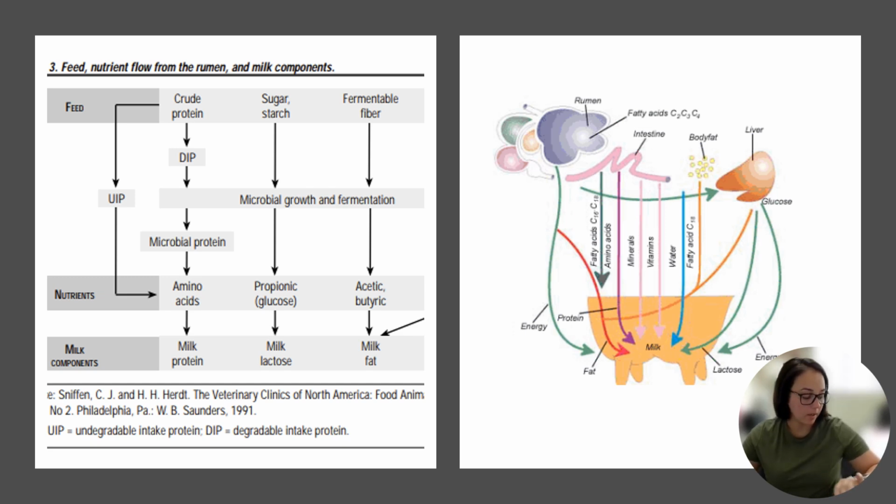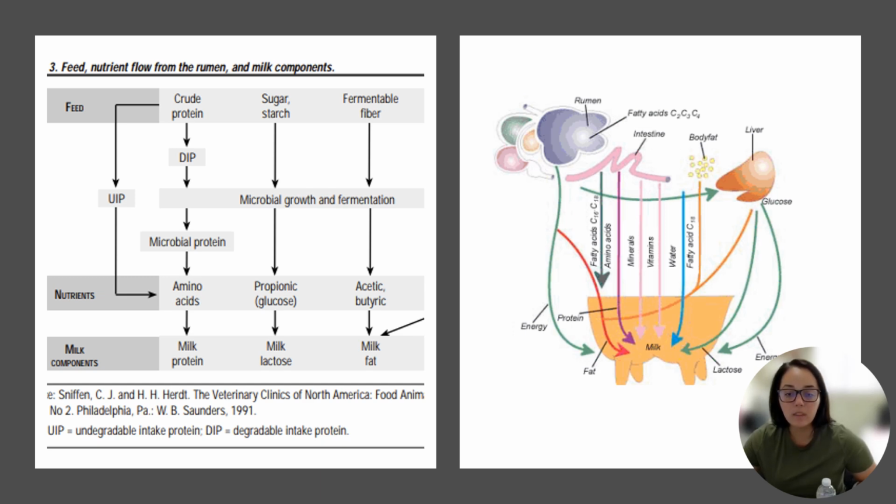And then to the right is pretty much the same thing that the graph on the left is showing us. It paints a little bit of a prettier picture. So the rumen fermentation and digestion process creates energy, which then goes towards the whole process of milk synthesis. So it goes to the udders.